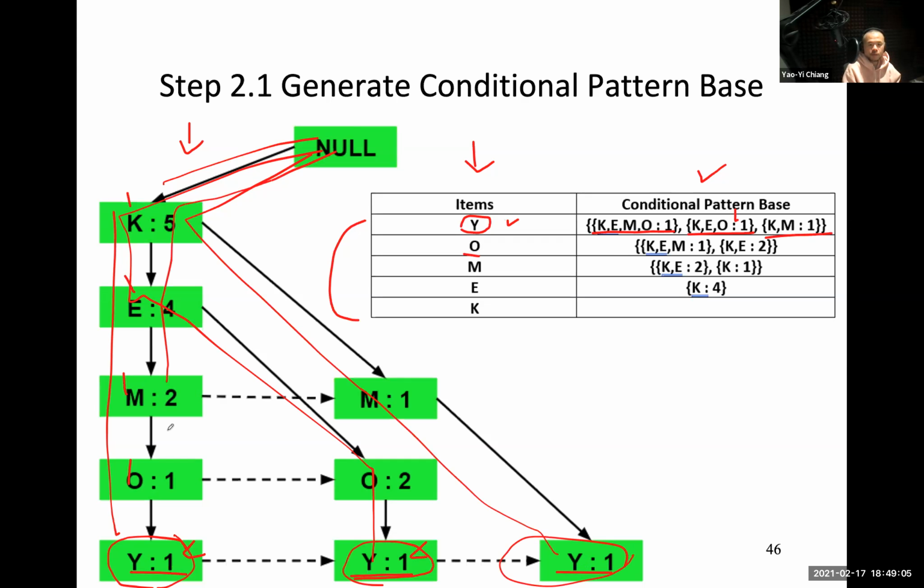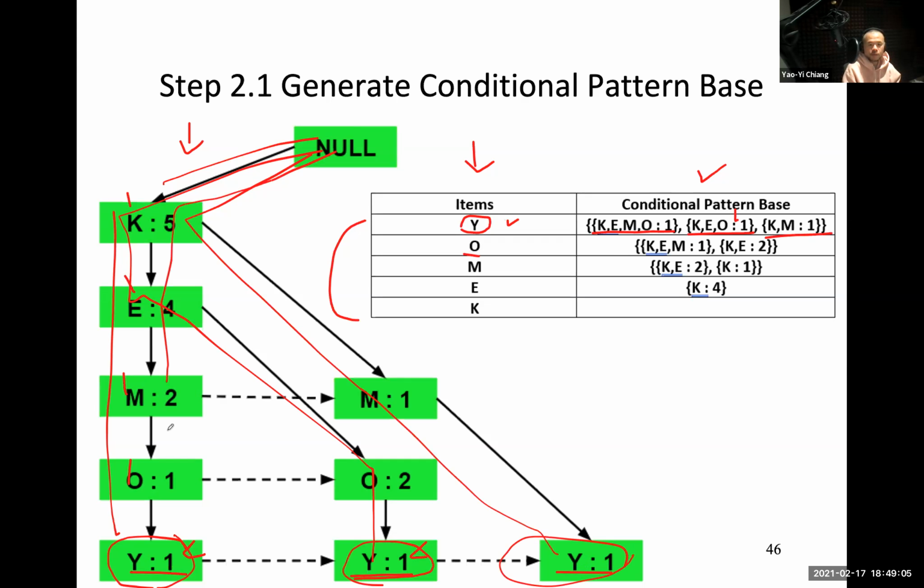Other path, K, E, O, okay, great. KE, but now we have a 2, right? Because here you have a 2, that means some baskets contain KEO at least twice, right? From the tree, we don't really know if it is KEOY or just KEO, but we know at least you have KEO twice.